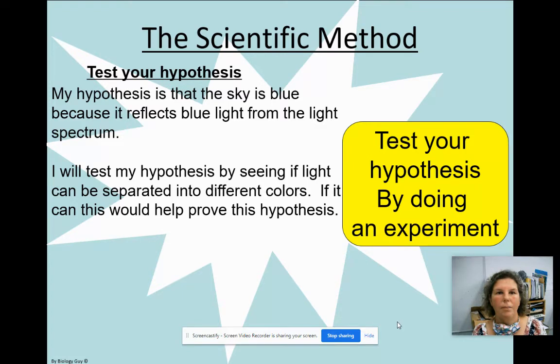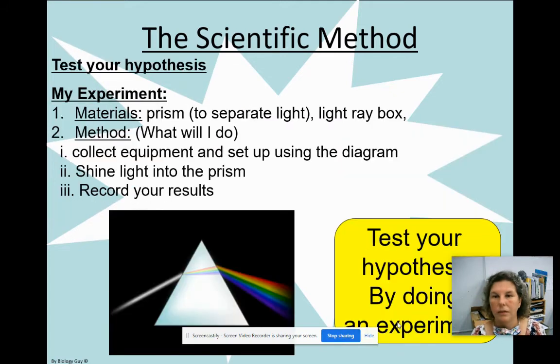So if your hypothesis is the sky is blue because it reflects blue light from the spectrum because you saw the wheel turn white when you were in fourth grade, you're going to test this to see if light can be separated into colors. And if so, this could help prove your hypothesis. So you then make your procedure. So in this case, you're going to need a prism to separate light, and you're going to need a light ray box.